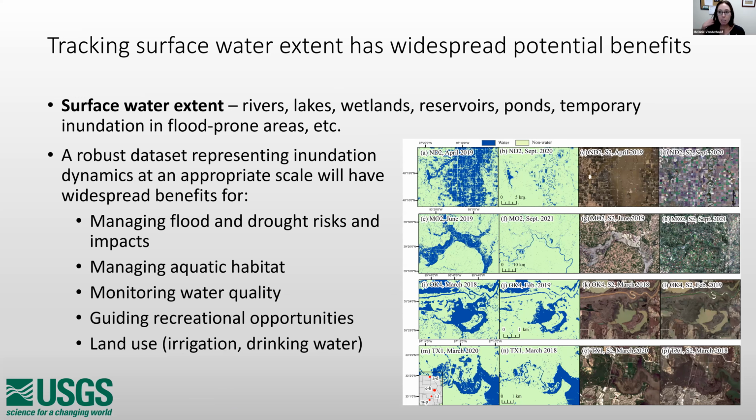If we step back to think about surface water extent, when I use the term surface water extent or inundation, I'm talking about lots of different features, including rivers, lakes, wetlands, reservoirs, ponds, temporary inundation and flood-prone areas, et cetera. Having a robust and accurate data set that can represent inundation dynamics at an appropriate spatial and temporal scale will have widespread benefits for managing flood and drought risks and impacts, managing aquatic habitat, monitoring water quality, guiding recreation, as well as informing land uses that have surface water as a big component, such as irrigation and agriculture and drinking water.